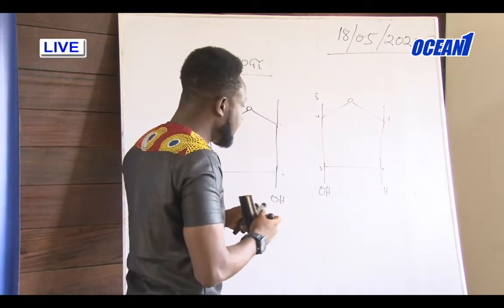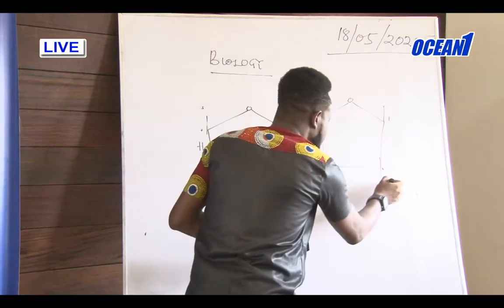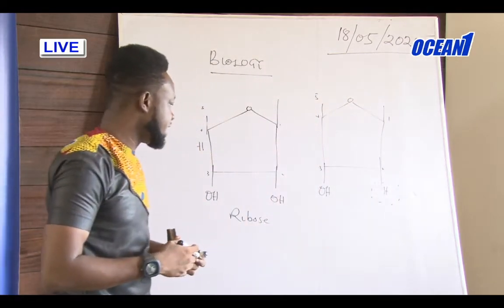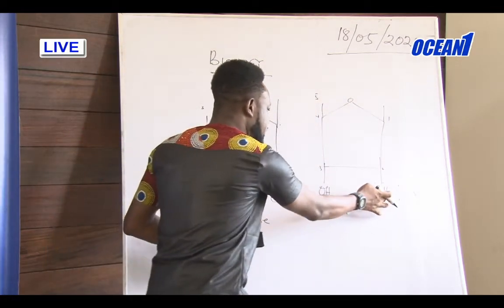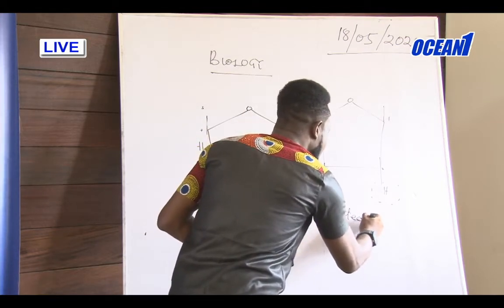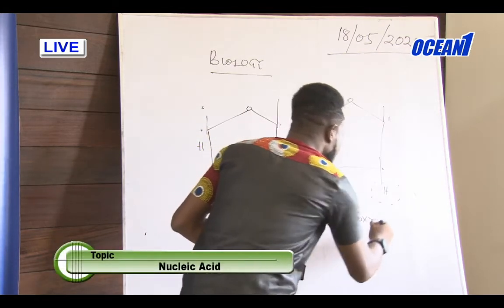Now you can see that on the second carbon, there isn't any oxygen there. So because there is a loss of oxygen, this is called deoxyribose.